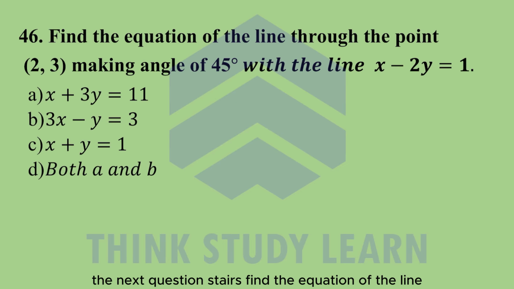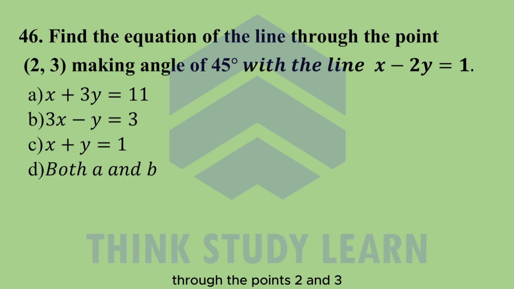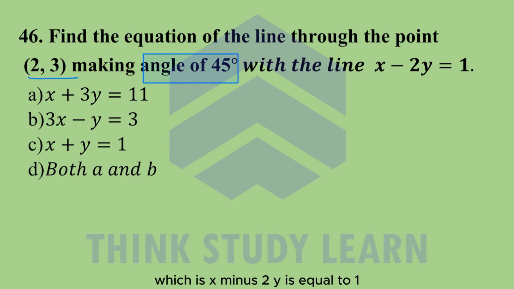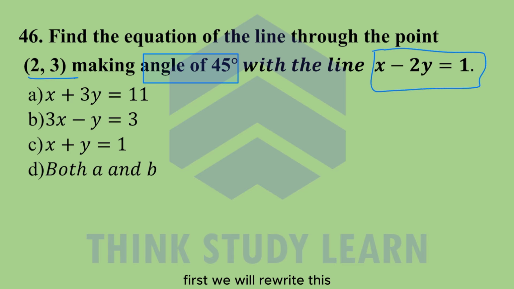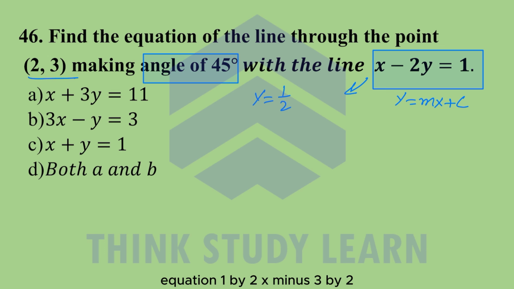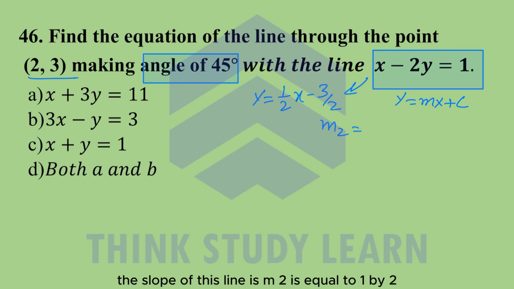The next question states: find the equation of the line through the point (2, 3) making an angle of 45 degrees with the second line, which is x minus 2y is equal to 1. First we will rewrite this equation into the standard form of a line, which is y is equal to mx plus c. Rewriting this equation will give y equals 1 by 2 x minus 3 by 2. The slope of this line is m2 equal to 1 by 2 because this is the second line. Now we have to find the slope of the first line.